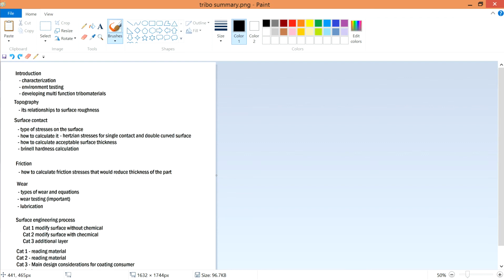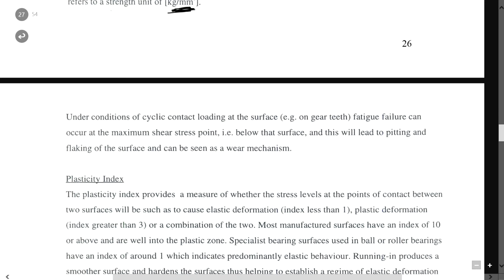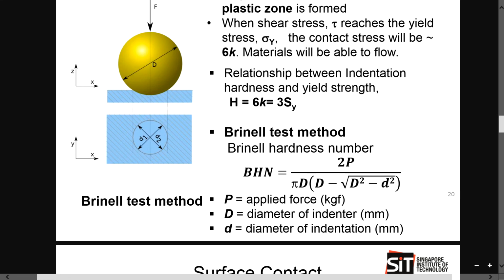So far we have cleared away all this already from the previous 5 videos. So now this one, let's go. A common hardness testing method is the Brinell test, and the strength unit is kg per millimeter square. Under conditions of cyclic loading, and so on, all in all, it is being used.